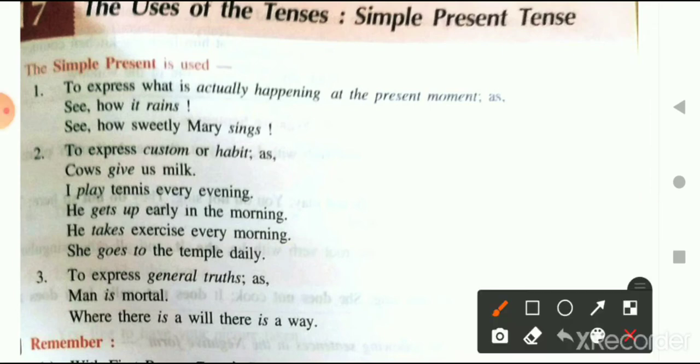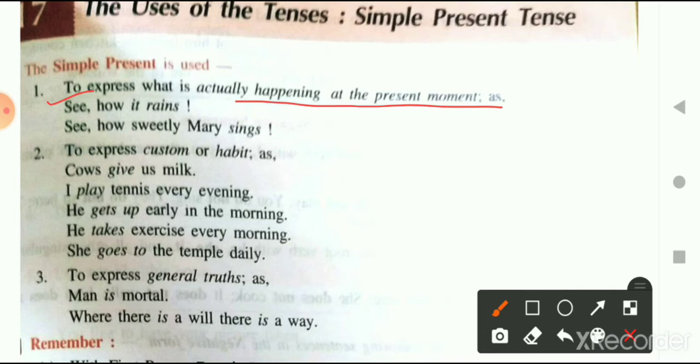So why do we use simple present tense? Simple present tense is basically used to express what is actually happening at the present moment. The action that is actually going on at the present moment is known as simple present tense. Let's see examples, children. See how it rains. See how it rains means look, it is raining right now. So you can see how it is raining right now. So here the action is actually happening at the present time.